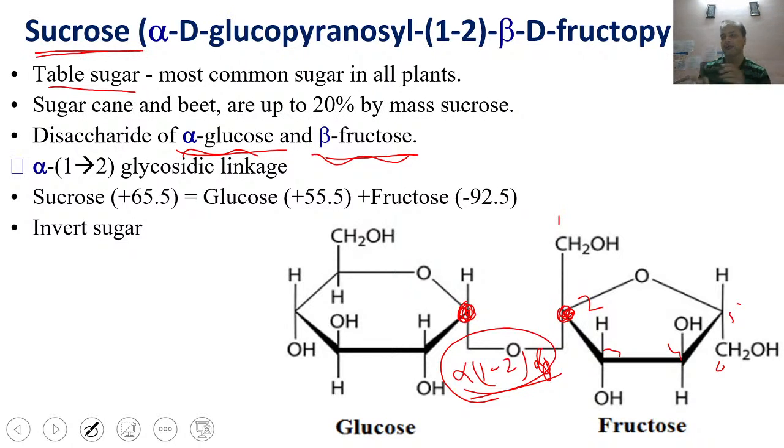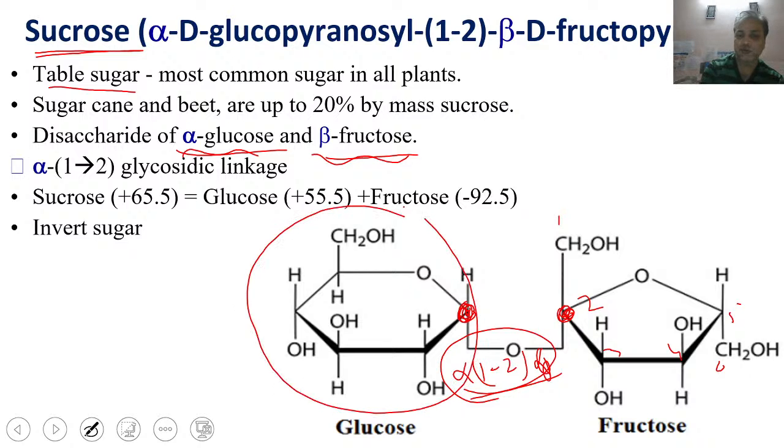The chemical name: yesterday I told you this is a pyranose ring. So this is alpha D glucopyranose, and when it forms a bond, we call it alpha D glucopyranosyl. Which carbon to which carbon? Carbon number 1 forms a bond with carbon number 2, and then beta D fructopyranose.